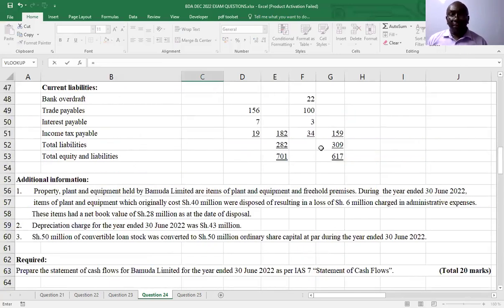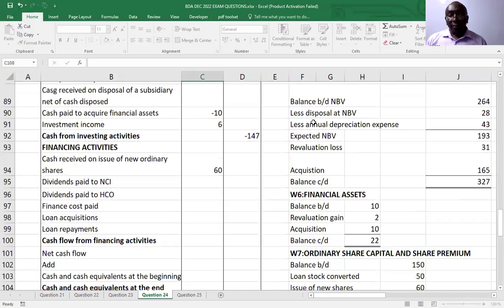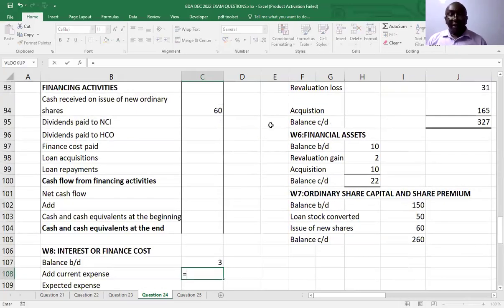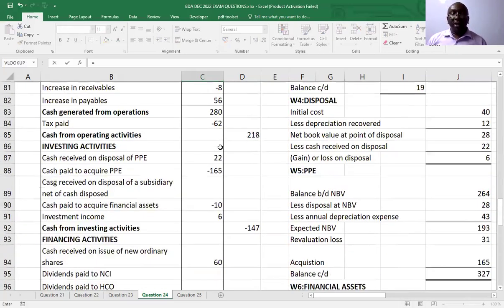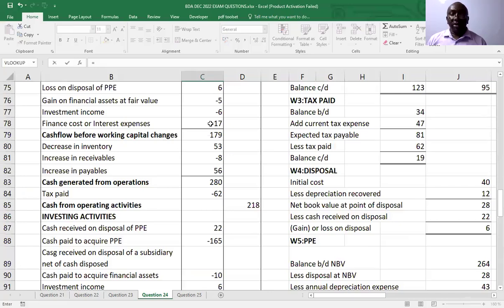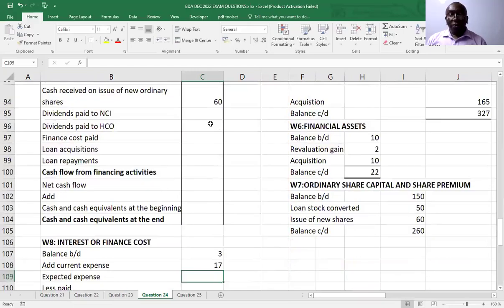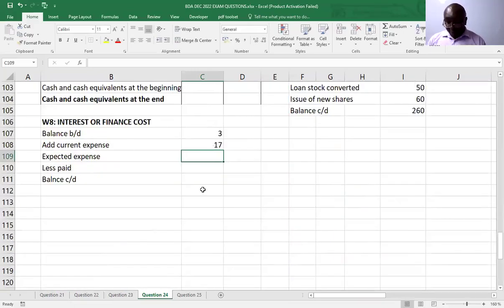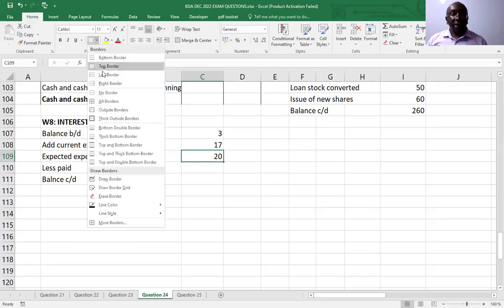The interest payable ni hii 3. Current expense, ni ile tulileta hapa juu. Unaweza ichukua hapa, this one, ama uiende huko kwa income. Either. Hapo. So sasa, if we say now these 3 plus this 17, we were supposed to have head. That one you can give it top.